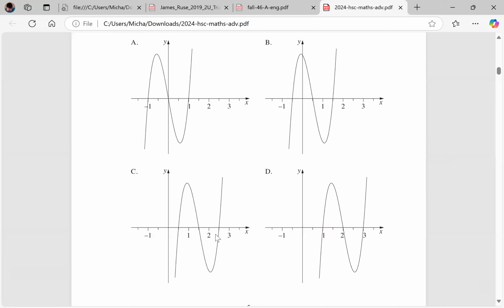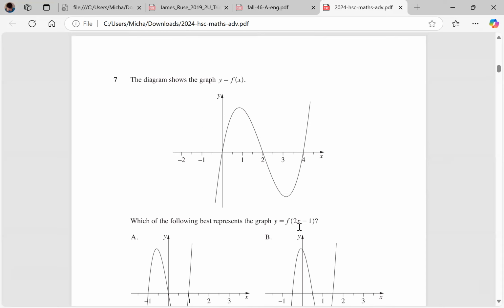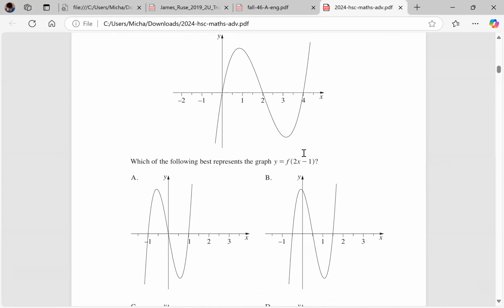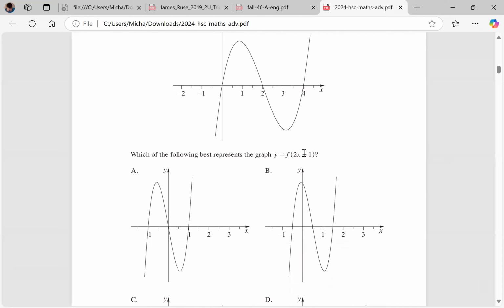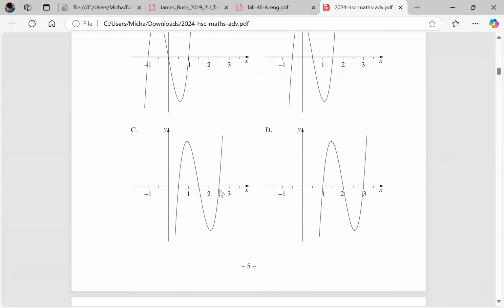Okay, so one difference between B and C is that here when it's 3.5, it's 0. And here when it's 2.5, you get 5 minus 4, so that is 0 here. Yes, the 0 should have moved to the right. So then it looks like it's going to be this one.